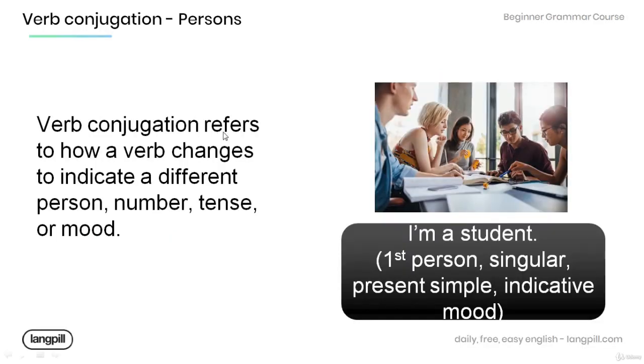Verb conjugation refers to how a verb changes to indicate a different person, number, tense, or mood. Let's have a look at the following example. I'm a student. Now, in this sentence, the subject is in the first person. It is singular. We are using the present simple and an indicative mood.